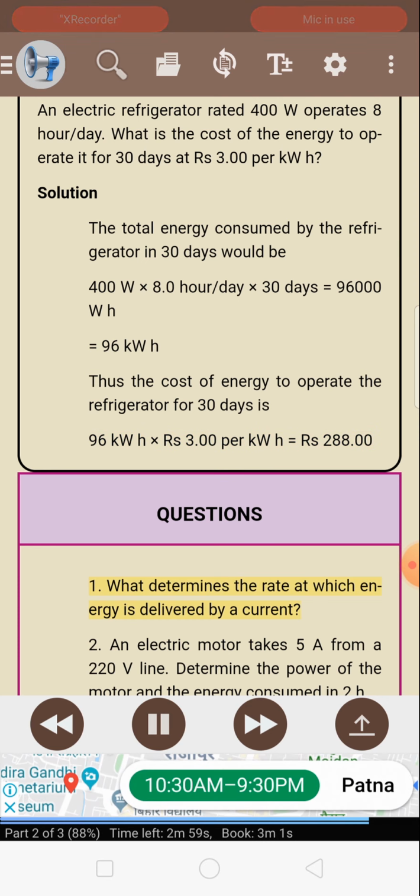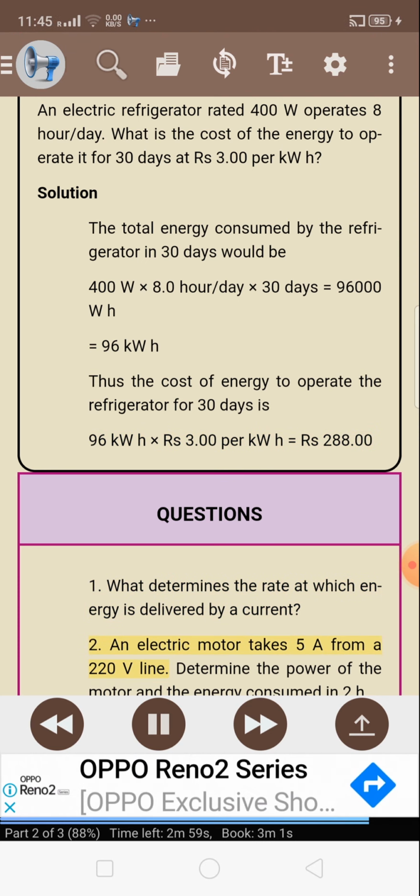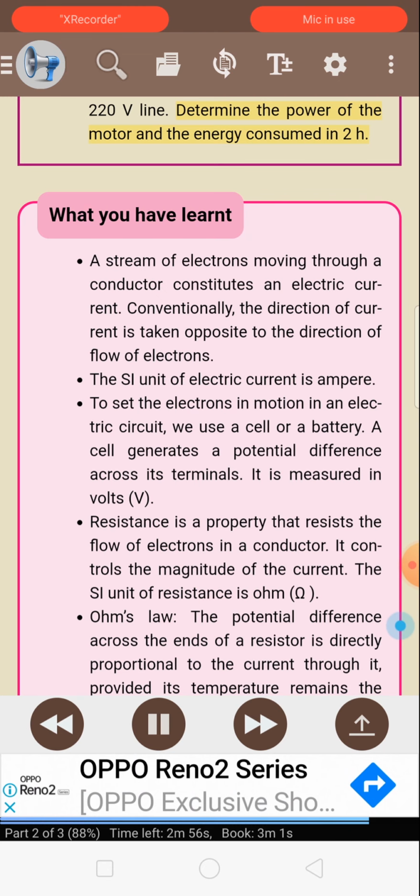Questions. 1. What determines the rate at which energy is delivered by a current? 2. An electric motor takes 5 A from a 220 volts line. Determine the power of the motor and the energy consumed in 2 h.